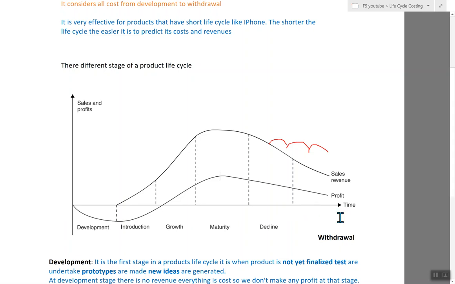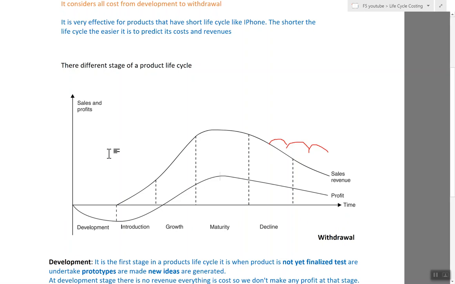And then finally, we have withdrawal. Obviously, this stage is not explained in the book, but this is also something you need to know. This is when eventually we withdraw the product from the market, which means we don't sell the product anymore. There will be still some customers, but the cost of providing the product to those customers is going to be huge, and we will not be able to make profit at that stage. So we stop the market.